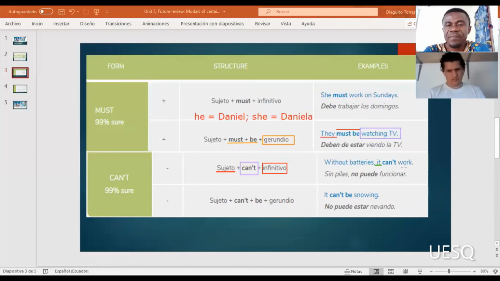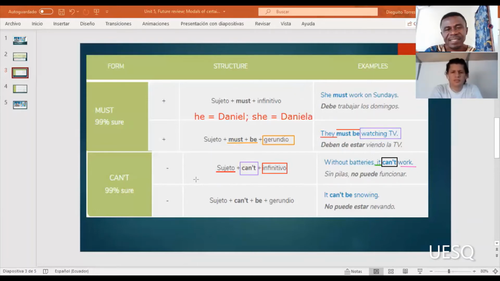Okay, it can't work. So you have it, subject, can't, the modal verb in the negative form. Then you have work, the verb. Okay. In another example, you can use without electricity, it can't function. Without electricity, my computer can't work.